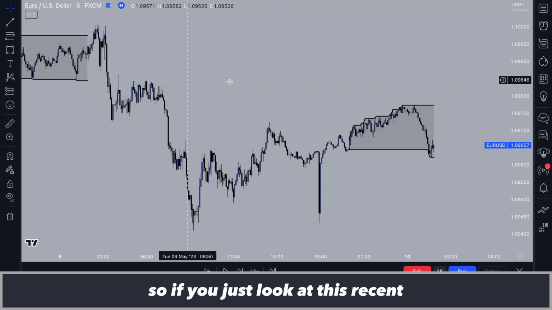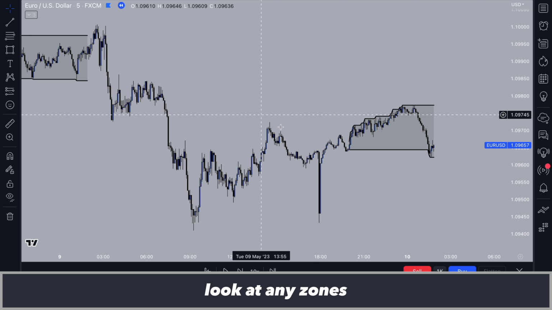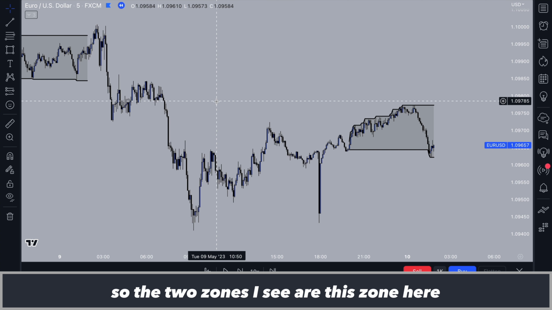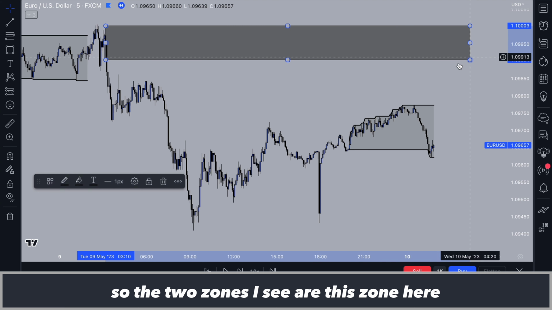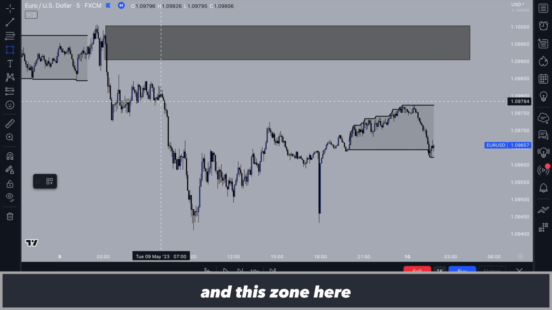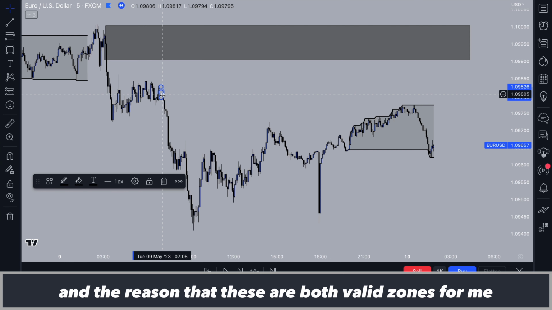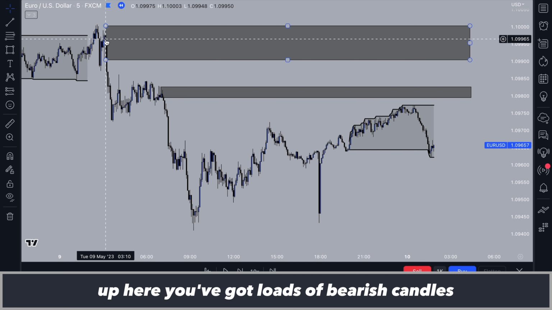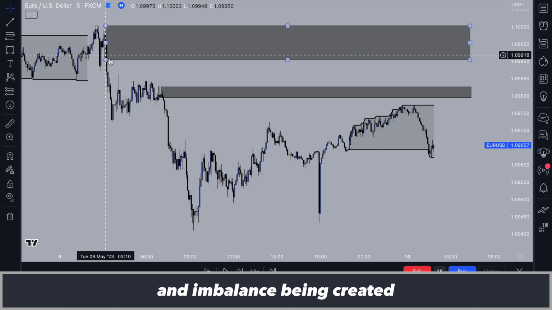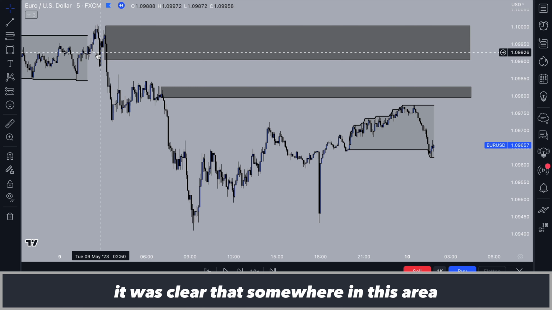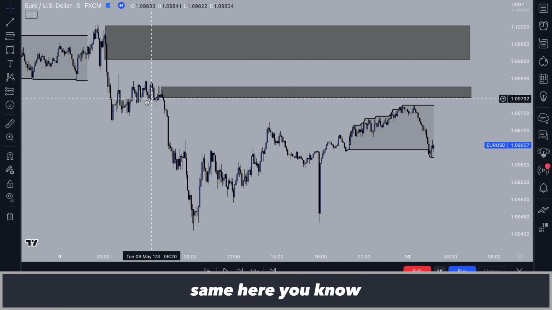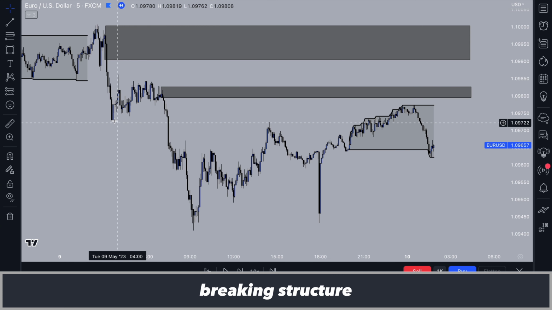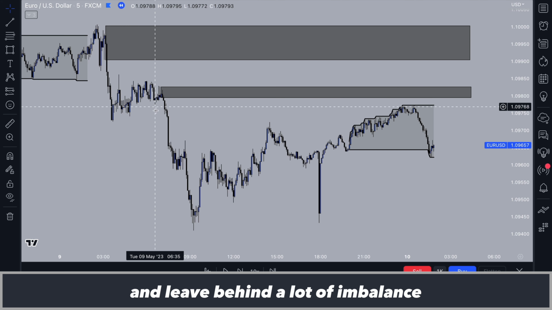So if you just look at this recent price action and market structure, look at any zones that you might think could be valid supply zones, and then I'll tell you my thoughts. So the 2 zones I see are this zone here and this zone here. And the reason that these are both valid zones for me is because, as you can see, they're the last bit of buying before a big push down. Up here, you've got loads of bearish candles, a lot of displacement, a lot of imbalance being created. And it was clear that somewhere in this area, a lot of sell orders were placed. Same here, you've got a bit of consolidation, and then this last bit of buying before a big push down, breaking structure, both of them break structure, and leave behind a lot of imbalance.